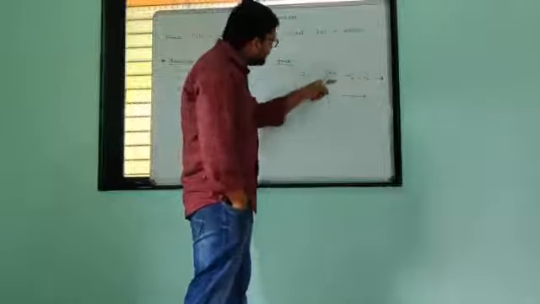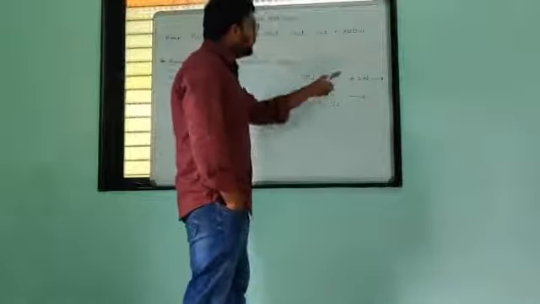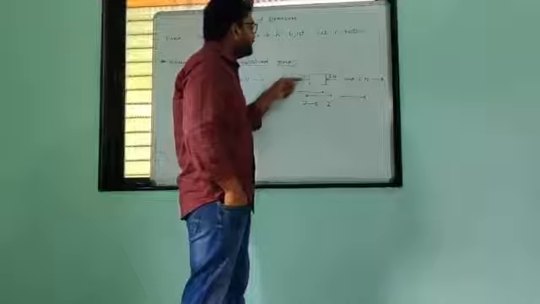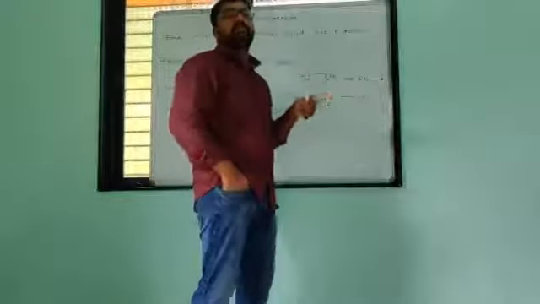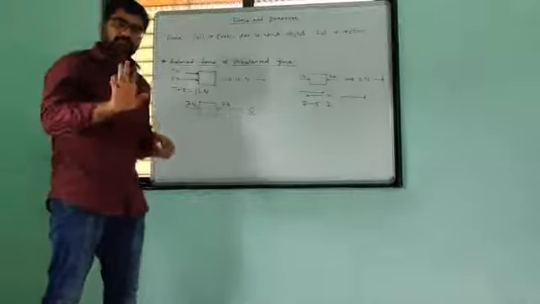Okay, so the resultant force will be 2 Newton. 7 minus 5 is 2 Newton, and that will be applied in the direction of the 7 Newton force. So these 3 statements we have to remember.